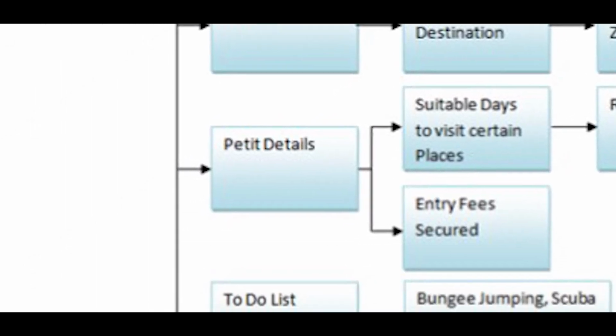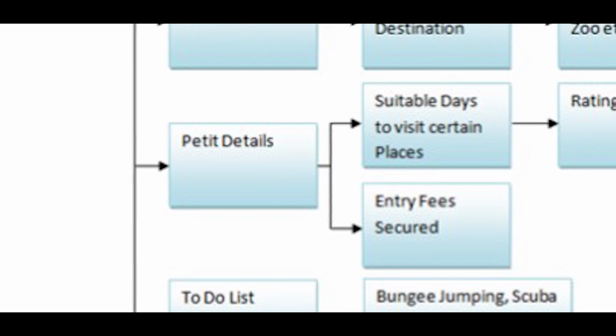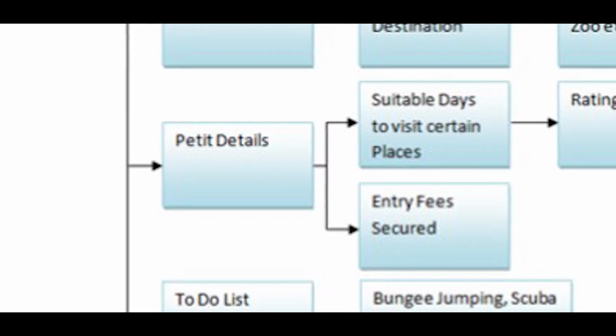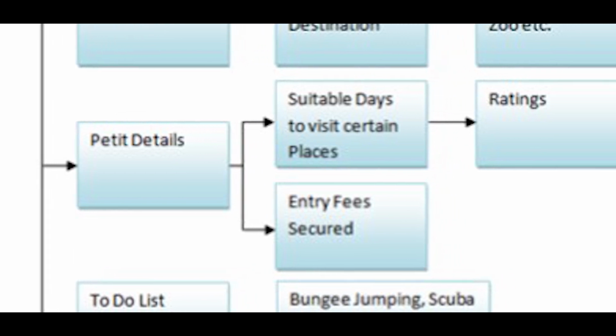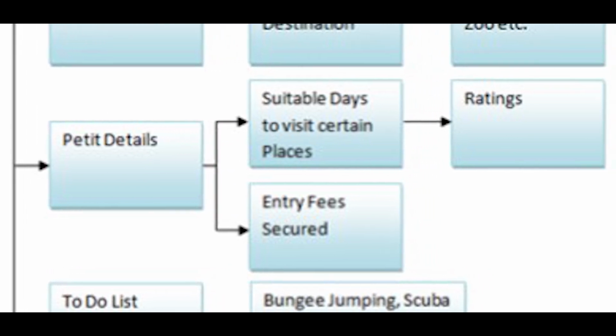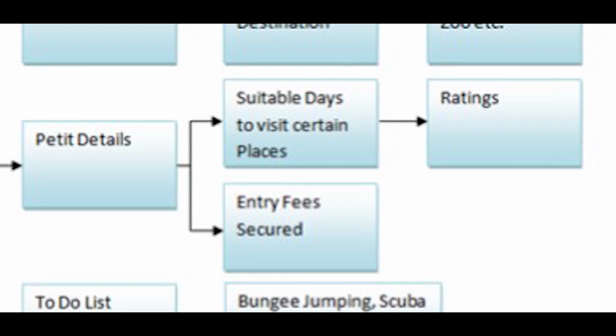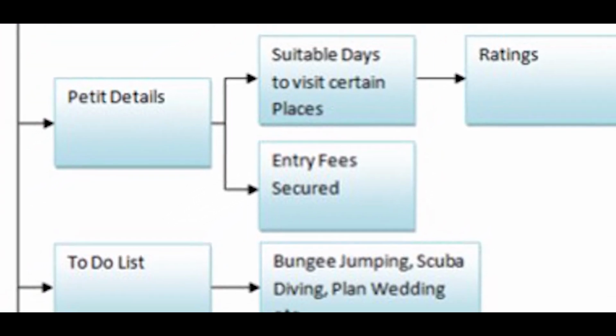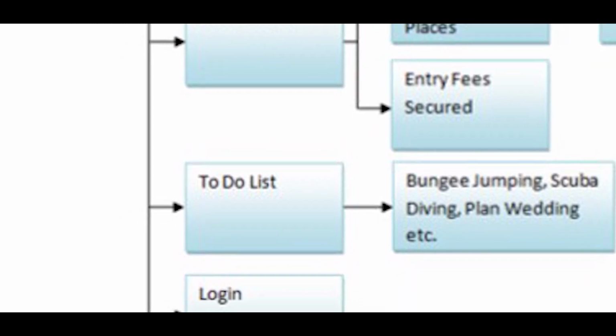Here we have the detail option where we can get information about the suitable days to visit certain places. For example, some events may occur only at certain places at certain times. If we are interested in being a part of it, we can use this option to know about it. We also have the information about the entry fees for each place.